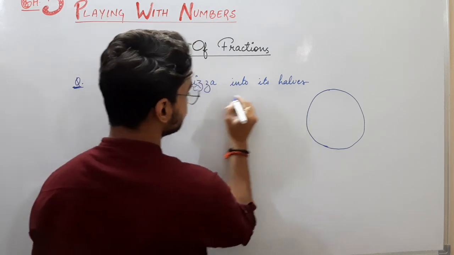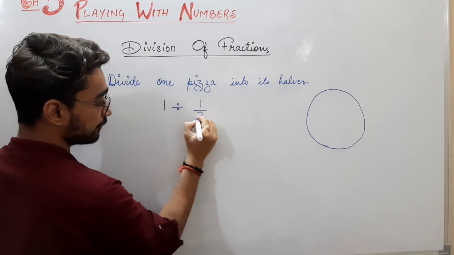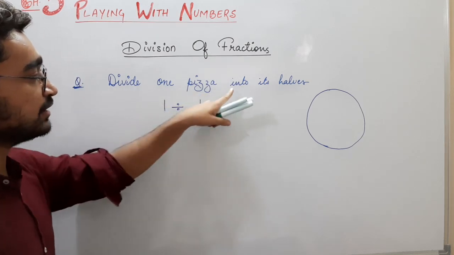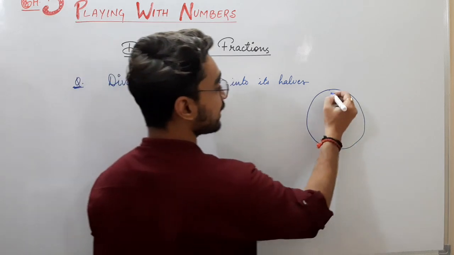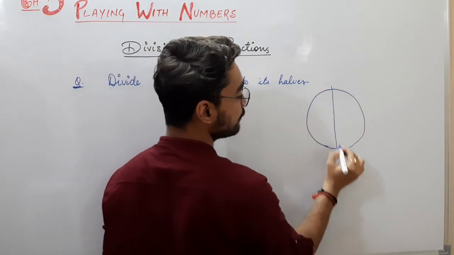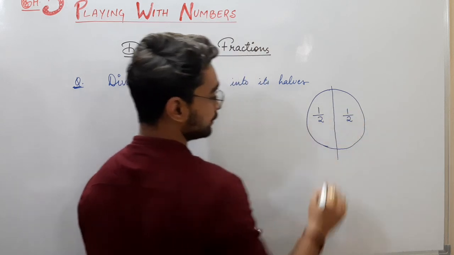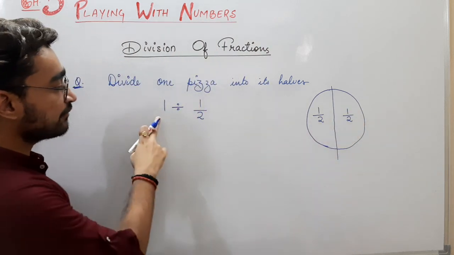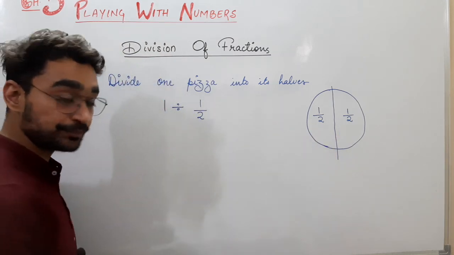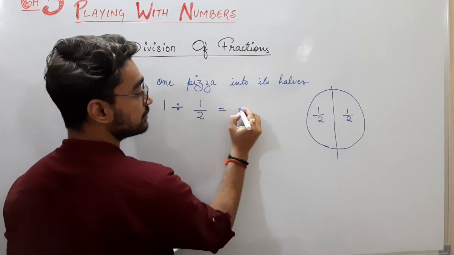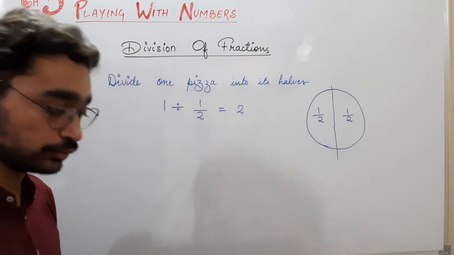Half means 1 divided by half. One pizza divided into half, 1 by 2. So I am actually dividing it into its halves. This will be one half portion and this will be the other half portion. Can you say, after dividing 1 into its halves, how many parts I'm getting? How many parts I'm actually getting is 2.